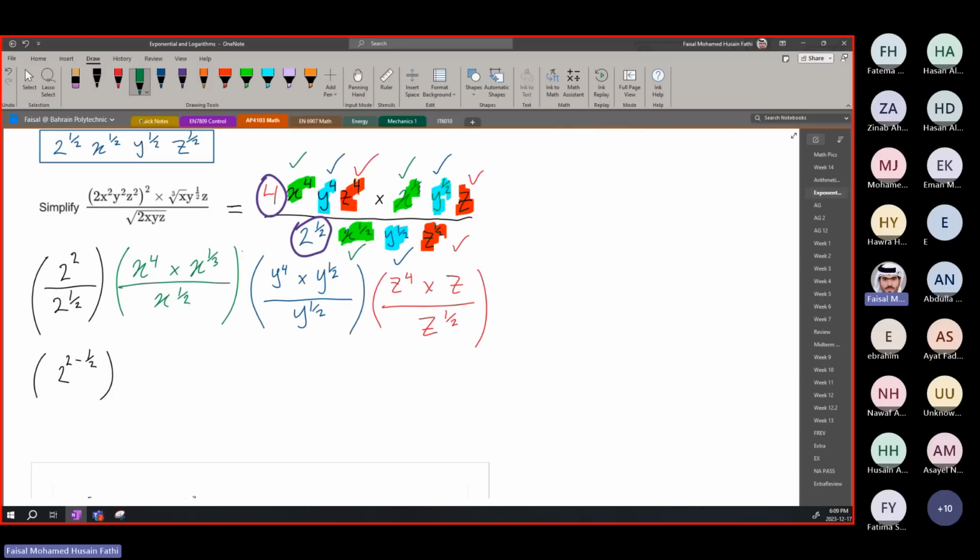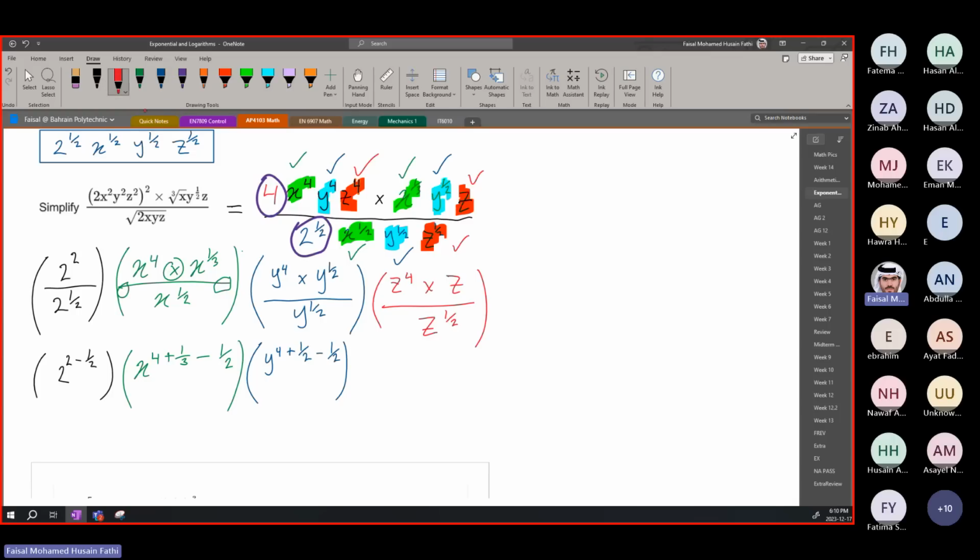We will do the same thing for the x's. X to the power of 4 plus 1 over 3. Why plus? Because we have multiplication. Minus half. Why minus? Because we have division. All right? This division. Same exact thing here. Y, 4 plus half minus half.